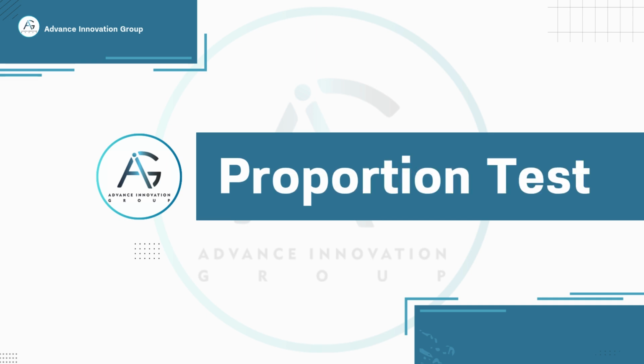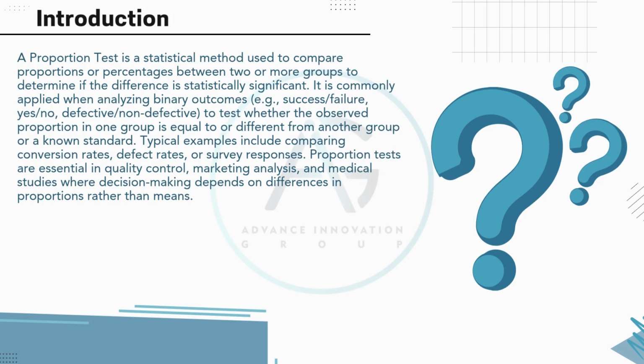Proportion test. A proportion test is a statistical method used to compare proportions or percentages between two or more groups to determine if the difference is statistically significant. It is commonly applied when analyzing binary outcomes, e.g., success, failure, yes, no, defective, non-defective, to test whether the observed proportion in one group is equal to or different from another group or a known standard.